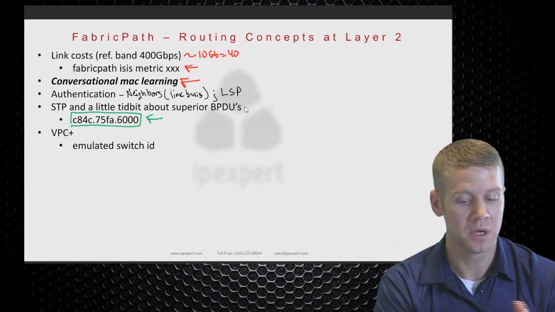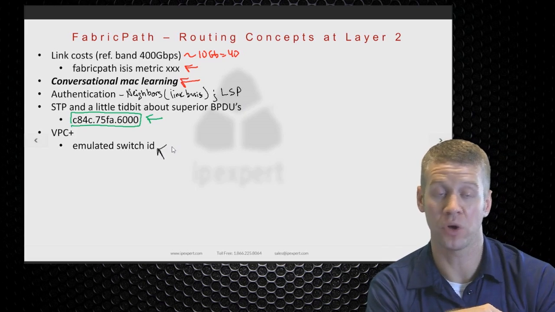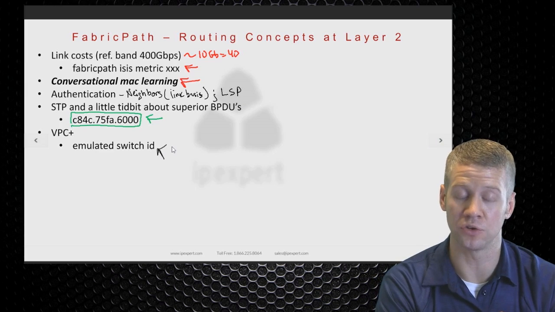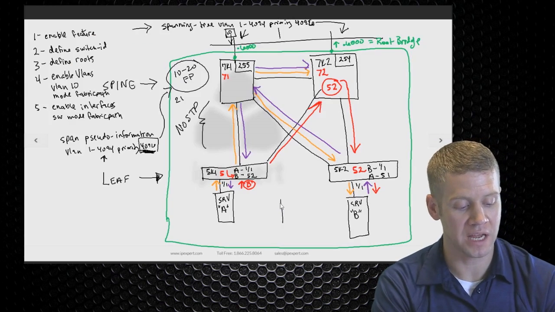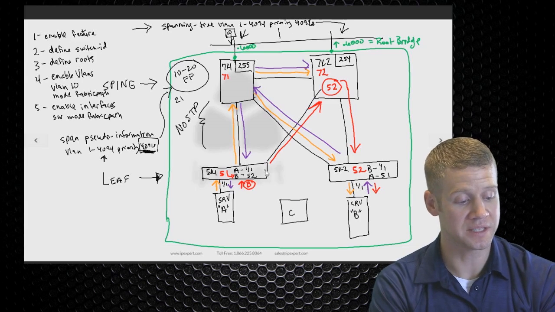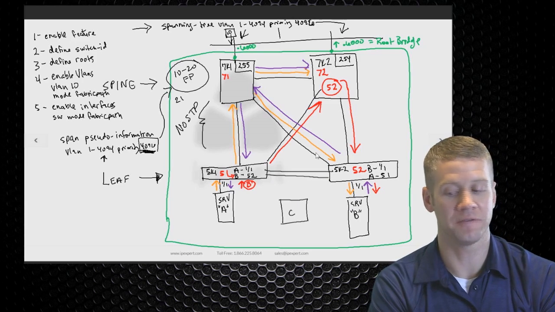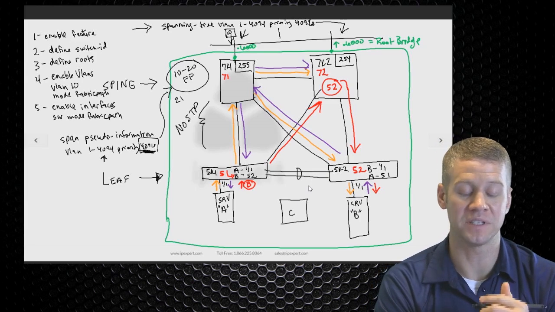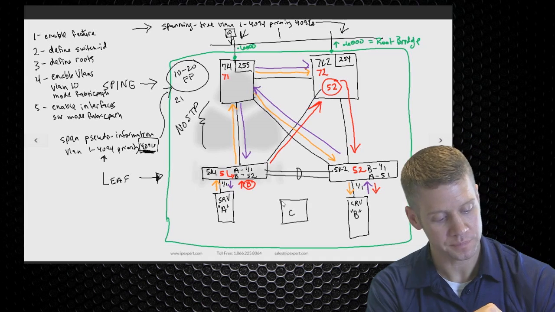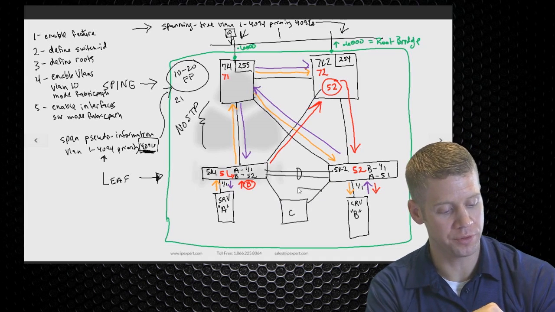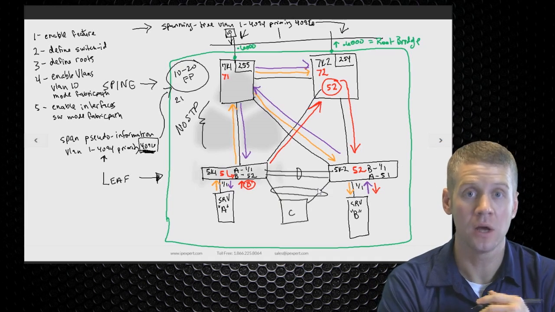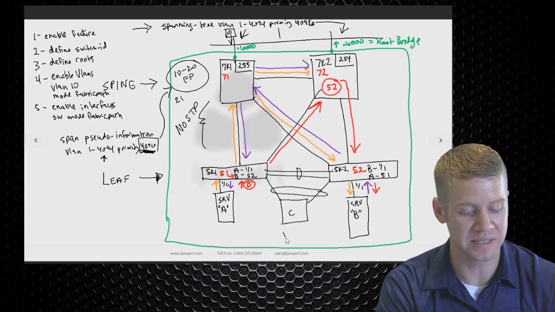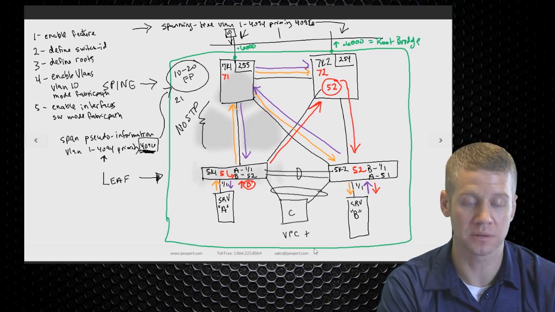my demo. Okay, we're also going to talk about VPC Plus, that other flavor of VPC I alluded to earlier. VPC Plus brings us the added benefit where we could have a third server. Okay, so maybe we have server C. Instead of these two being separate 5Ks, they're going to form a VPC domain. Okay, we're going to connect C to both and run a VPC down to him. All right, so what's the benefit?